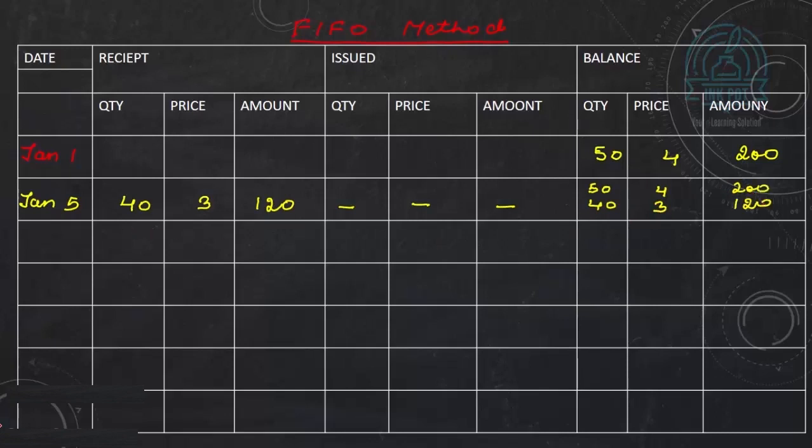Now, as on Jan 8, we have 30 units at the rate of 4. So it is again 120. We have not issued anything. So now the balance. Again, now we have all these three balances, 50, 40 and 30. So we'll write these balances separately.